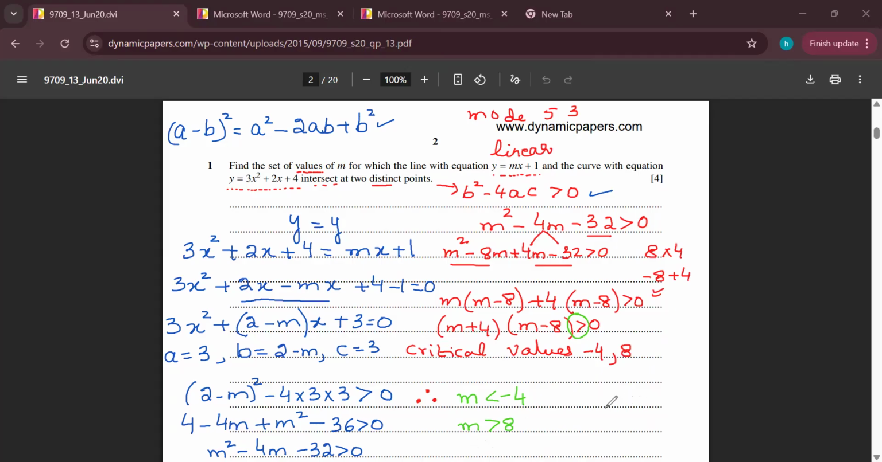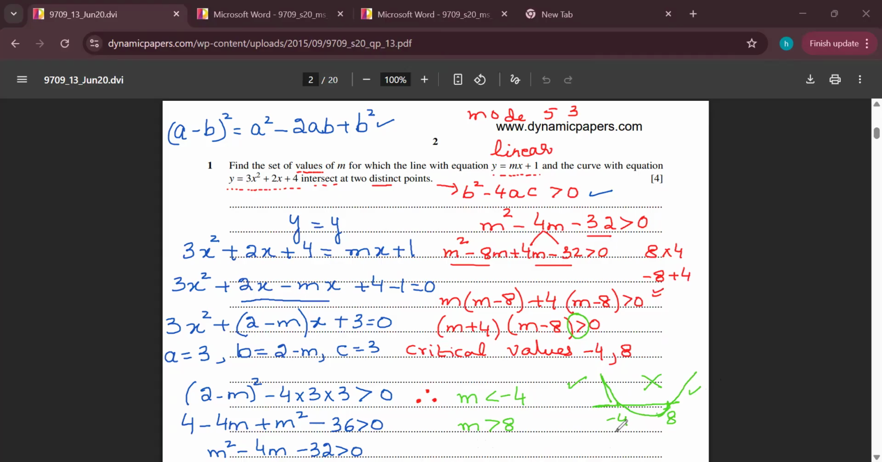So if you want to do it on the number line, look here. On the number line, we do it like this. This is your minus 4. This is your 8. So my two distinct points will be, look, this will pass from here and it will pass from this, right? So this portion we do not take. We take this portion and we take this portion.